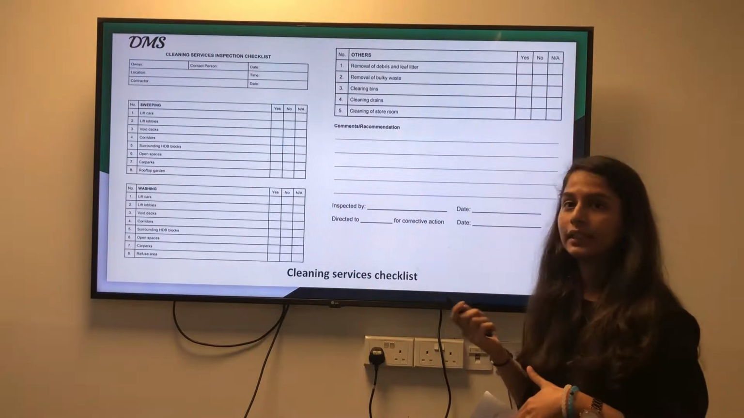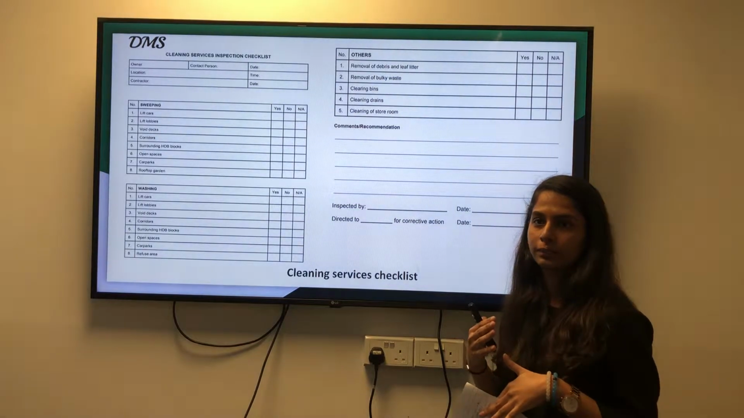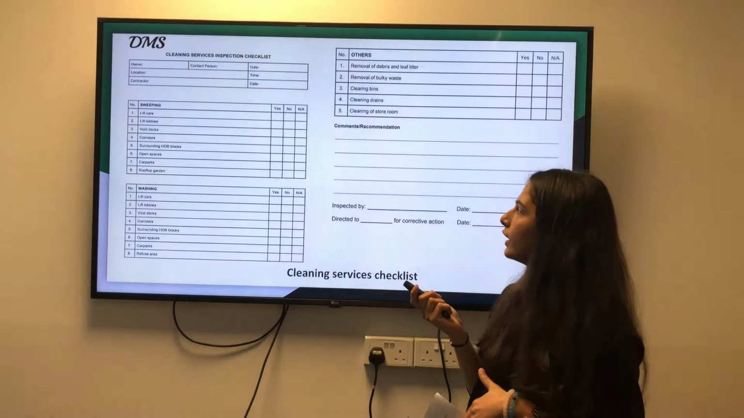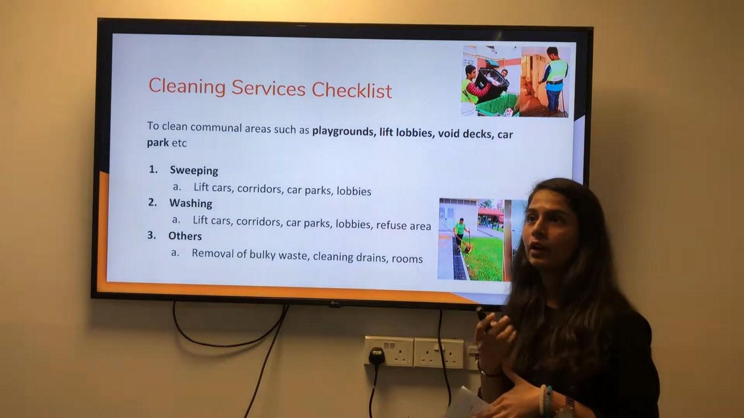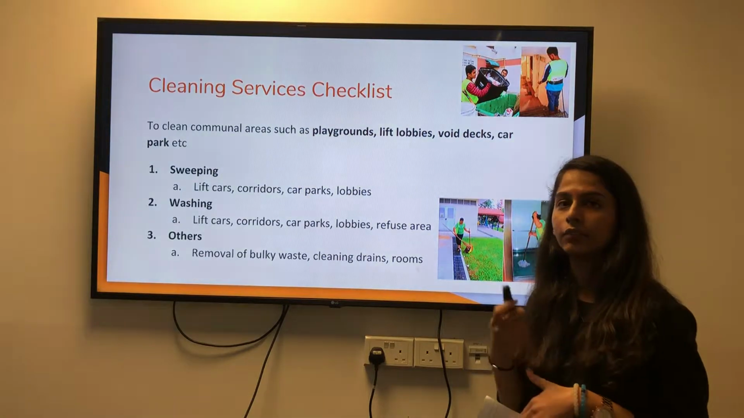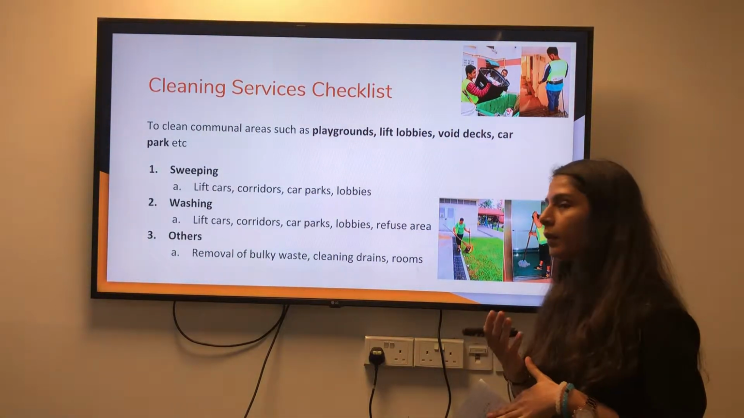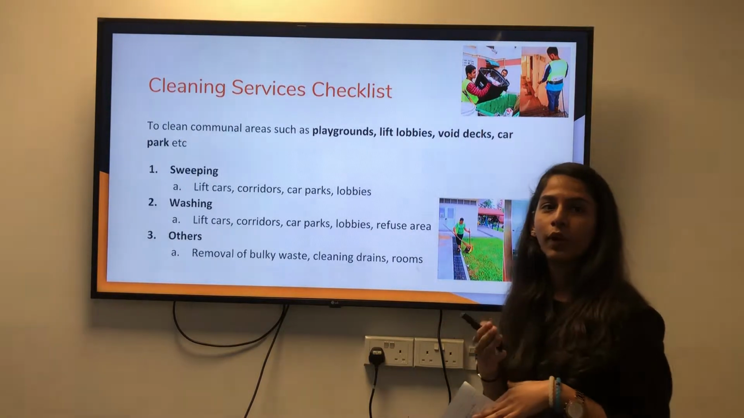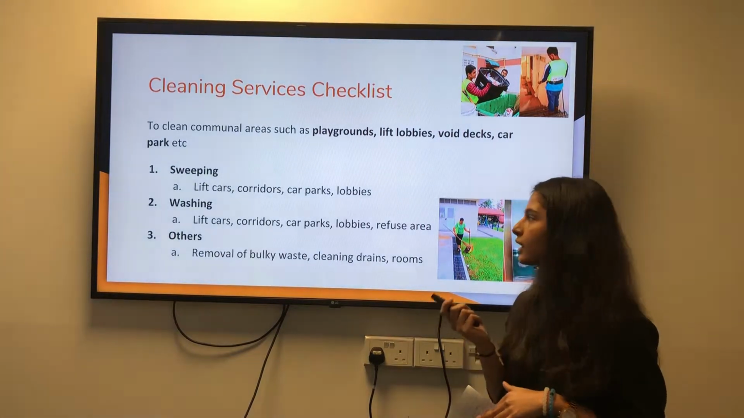So now moving on to the cleaning service checklist. For the cleaning service checklist, I will be focusing on 2 important parts. It will be the washing and sweeping of the communal areas. Communal area refers to the playground, lift lobbies, car park spaces, and void deck area. Subcontractors are required to sweep and wash the communal areas, and as for the other parts, they are also required to remove bulky waste and clean the storage room and clean the drains.